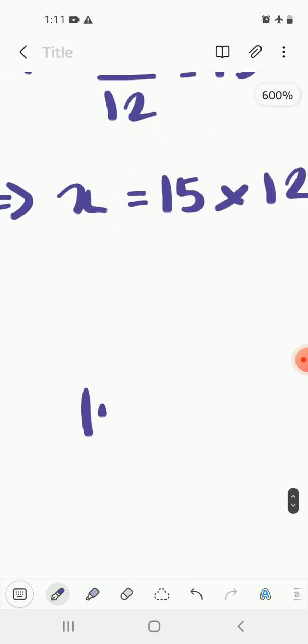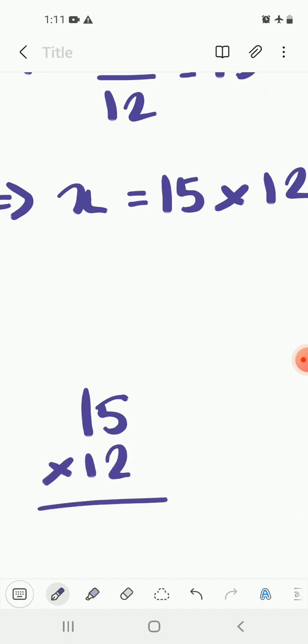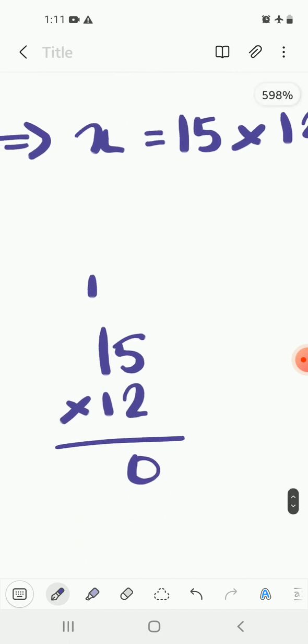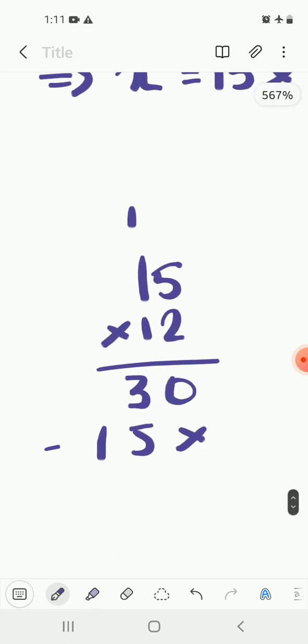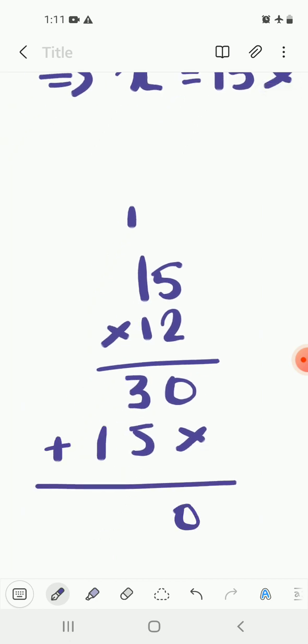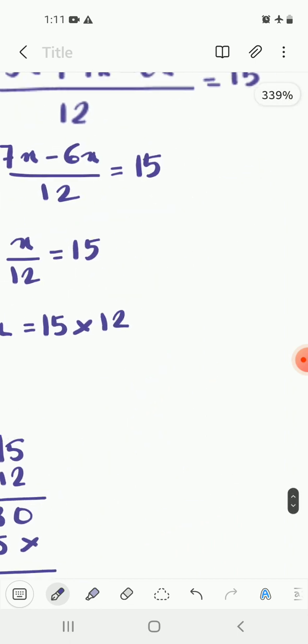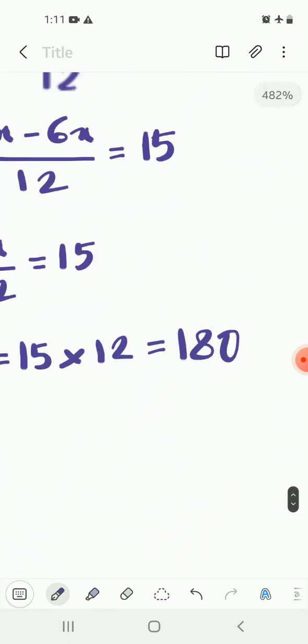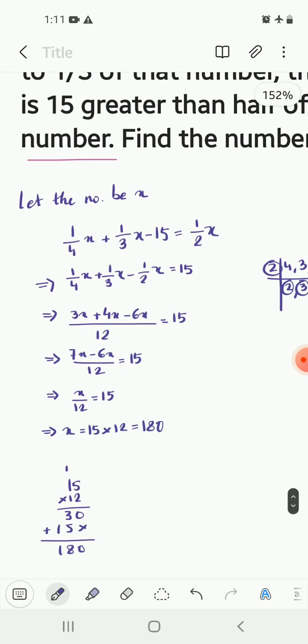Let's do it. 15 into 12. 5 into 2, it is 10. 2 ones are 2 plus 1, 3. Then 5 ones are 5, 1 ones are 1, 0, 8, 1. So my answer will be 180. So the number we were talking about is 180.